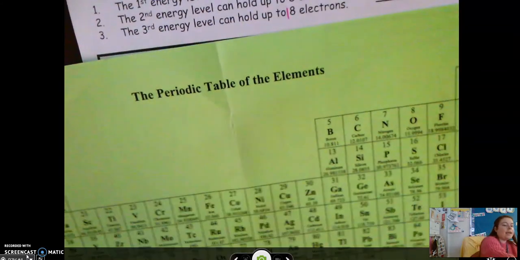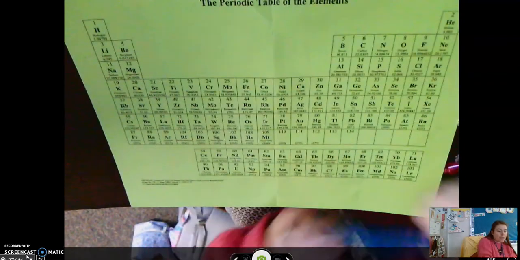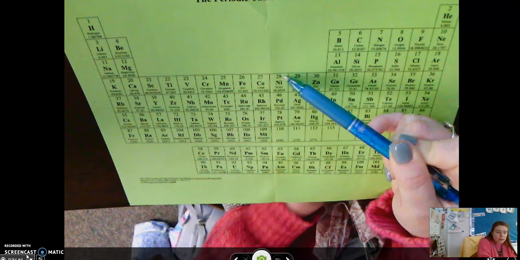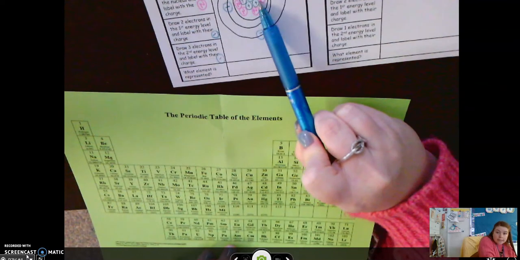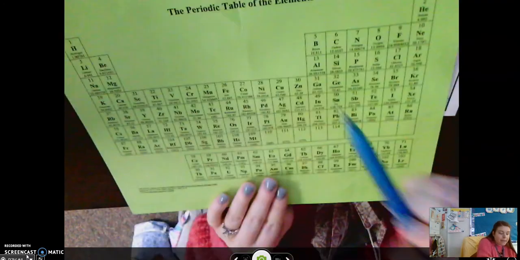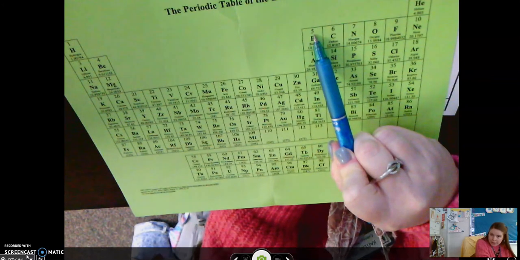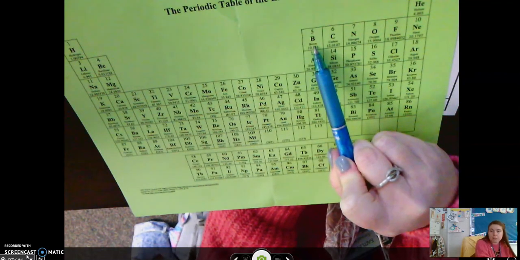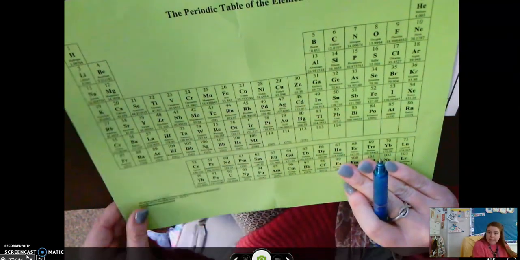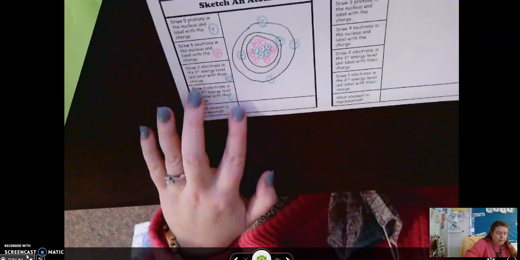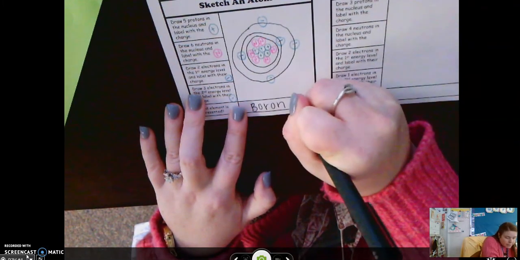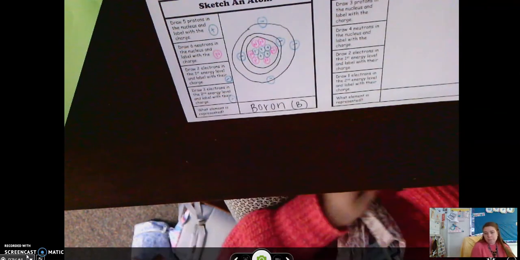And I'm going to look at my handy dandy periodic table. I know that the number above the element symbol is going to be the atomic number of that element. So if I have 5 protons, I'm going to look for 5 as my atomic number. And the atomic number 5 is attached to the element boron, because boron has 5 protons and 5 electrons. So all I need to write down here is the name of the element. I can also put the symbol, the letter B, for boron.